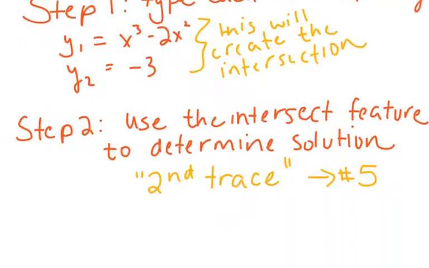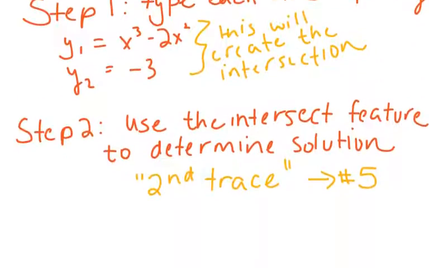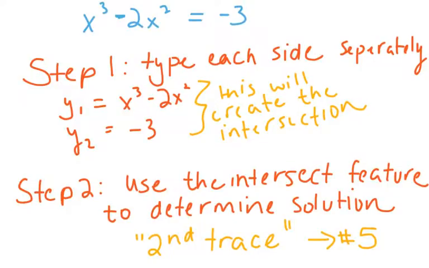The second step, use the intersect feature to determine the solution. And that is located at the second trace button. And trace is right next to your graph feature on the top of your calculator. So hit second trace and then scroll down to number 5 where it says intersect and hit enter. So those are the steps. Now let's do a problem. I took pictures on the next slide to guide you through what you should be seeing.